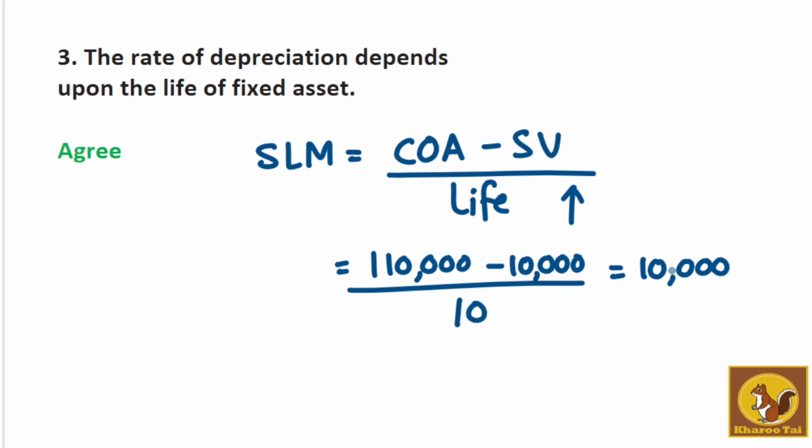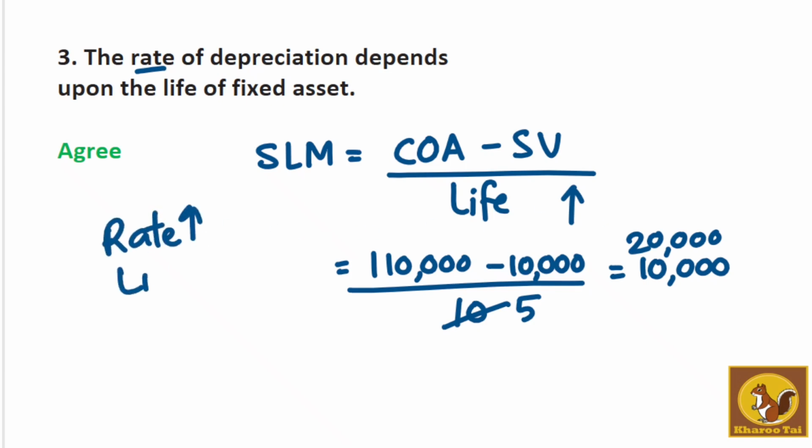Percentage wise you can say it is 10%, right? And if we reduce this life to 5 years, then this amount will be 20,000. So the rate will be 20%. So that's why this statement is correct. The rate of depreciation depends upon the life of fixed asset. The rate is more when life is less. If life increases, the rate will reduce.